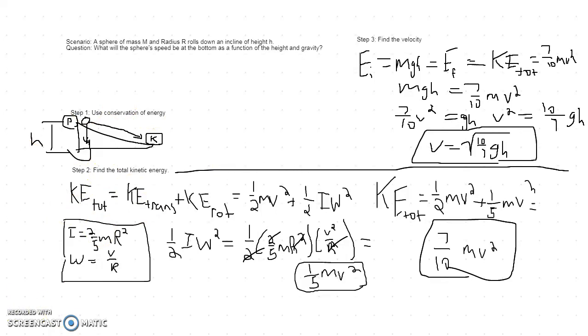This leads to the cancellation of m's, which leaves you with 7/10 v squared equals gh. So over here, the m's cancel out. Then we can solve for v, which leads to the formula v equals the square root of 10/7 gh. And that's pretty much it.